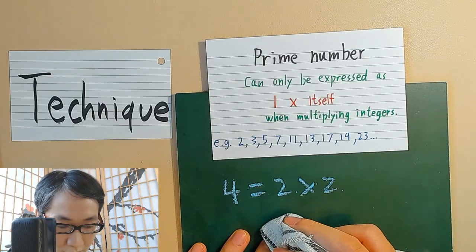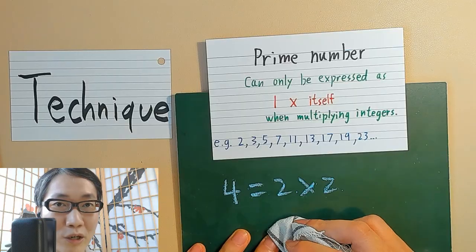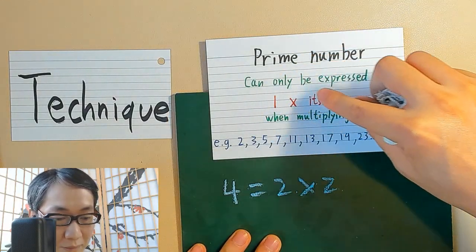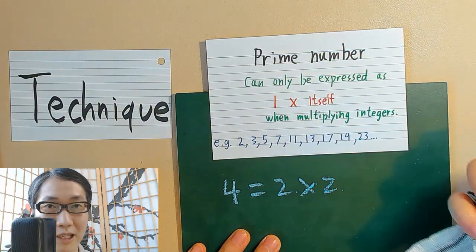By the way, 1 is not a prime number. It's defined this way for our convenience later. The full definition is 1 times itself, and these two numbers have to be distinct, so it cannot be 1 times 1.